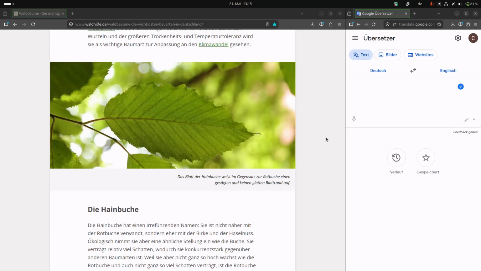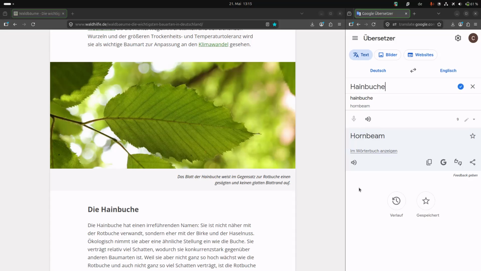Today we cover the next tree in the tree series, which is, in German, Hainbuche. In English this would translate to hornbeam. And let's just dive right in.